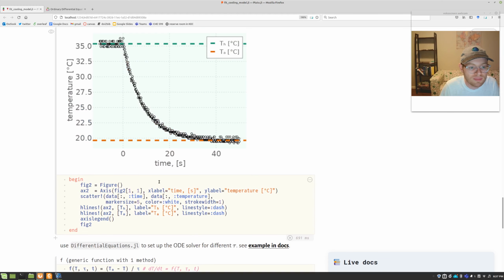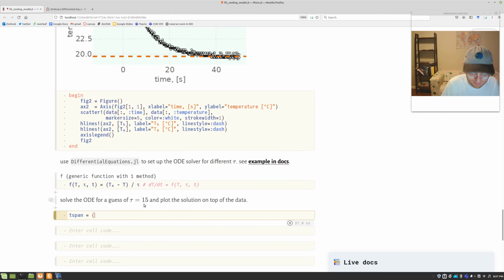Okay, all right, and then we have to define a time span over which we want to solve the ODE. You can say, okay, you want to go from 0 to around 50. So make that a tuple: 0.0 to 50. These are seconds. I like to put the units there.